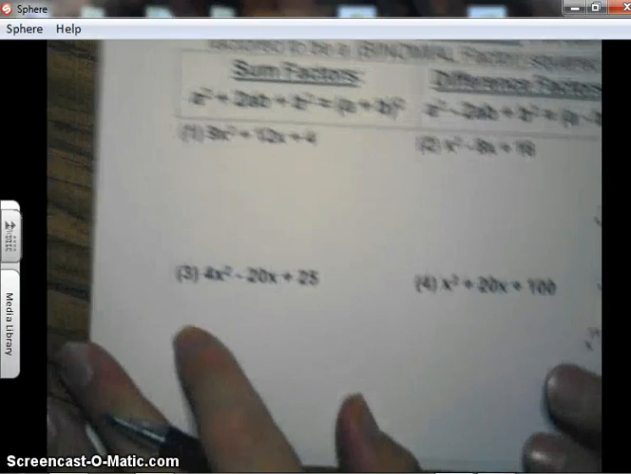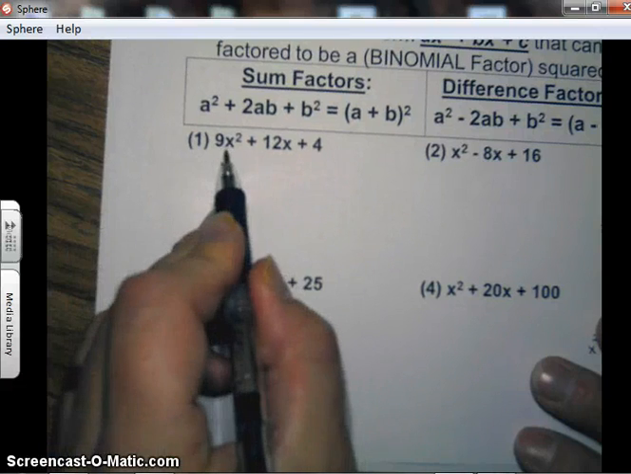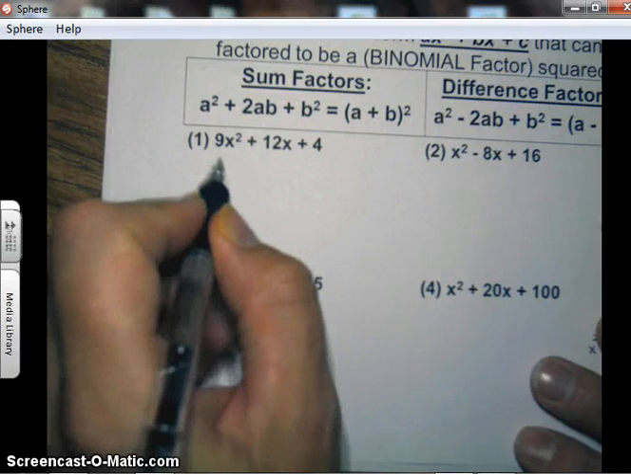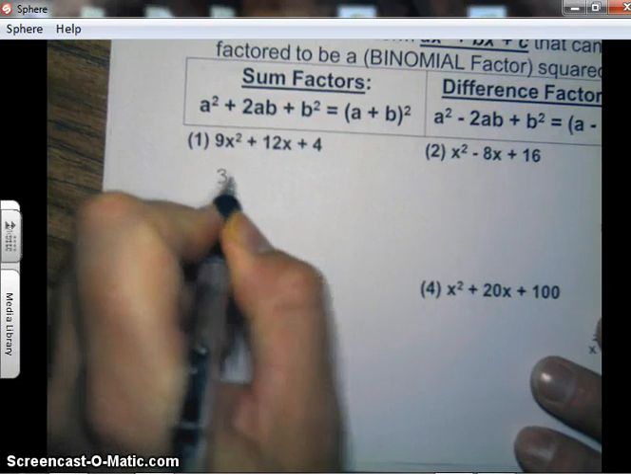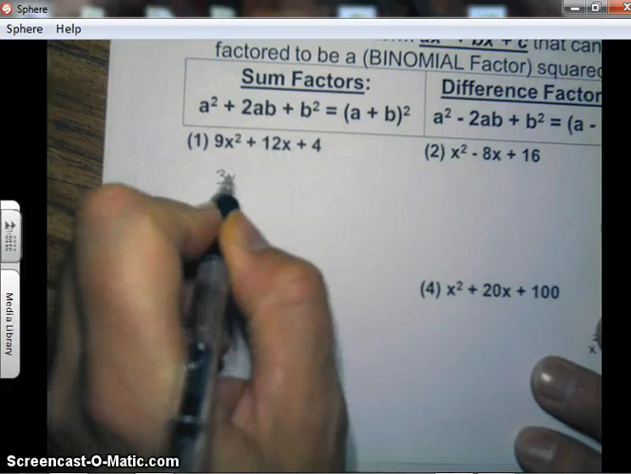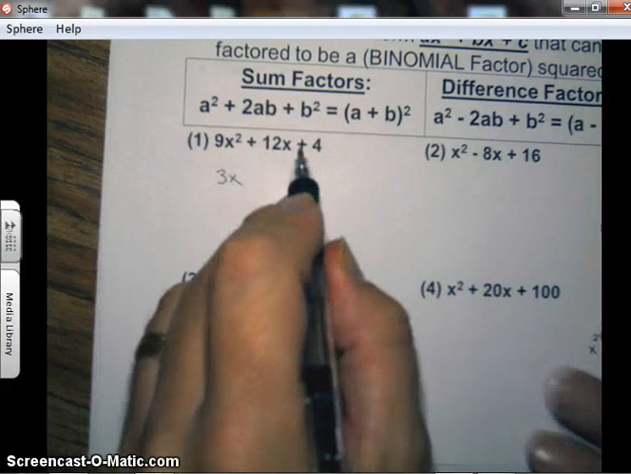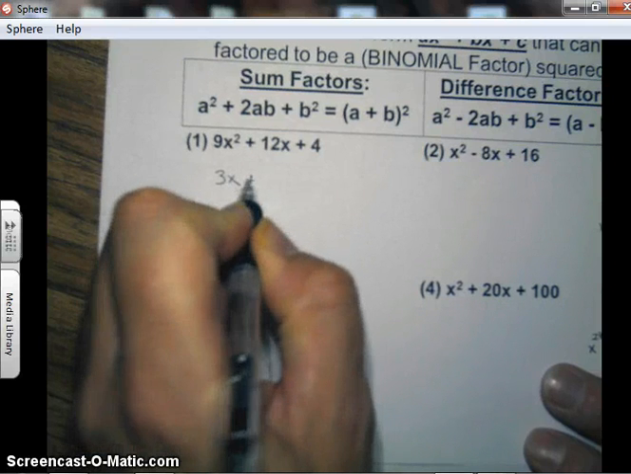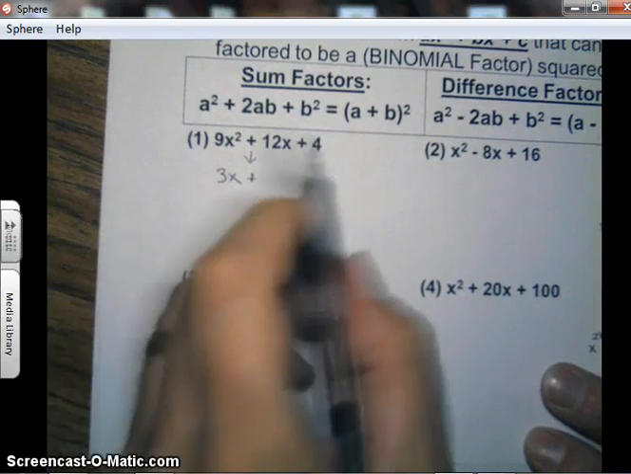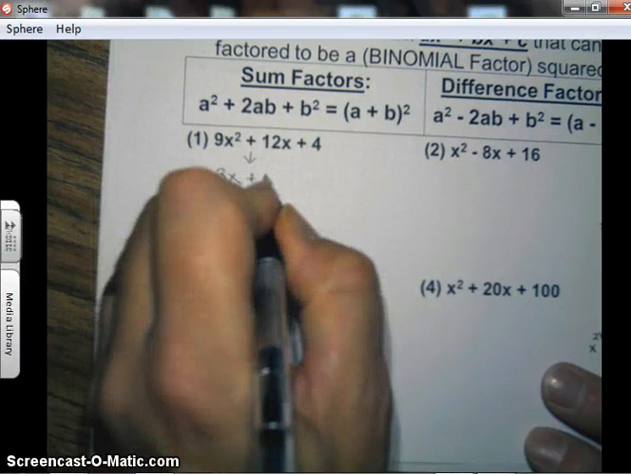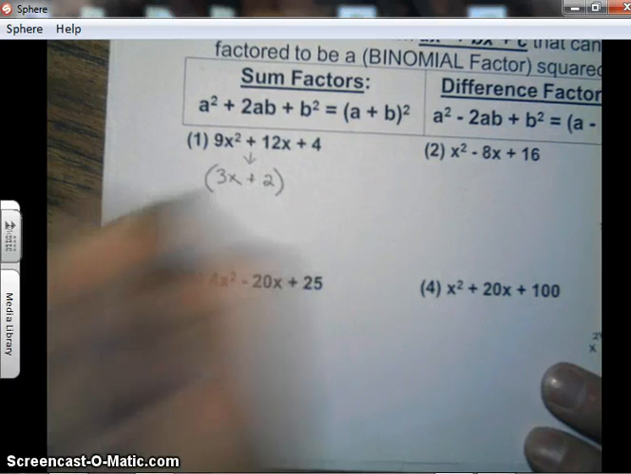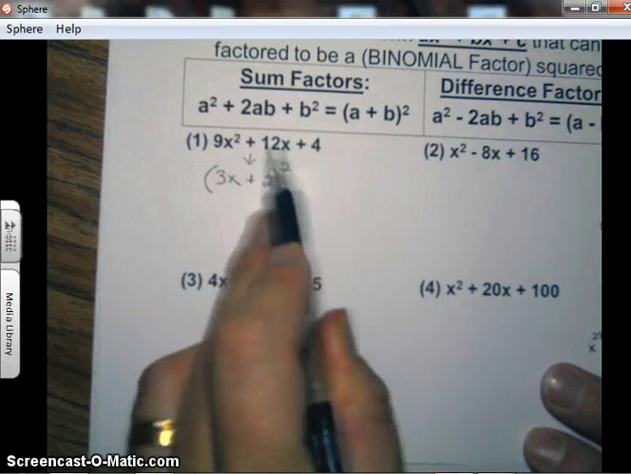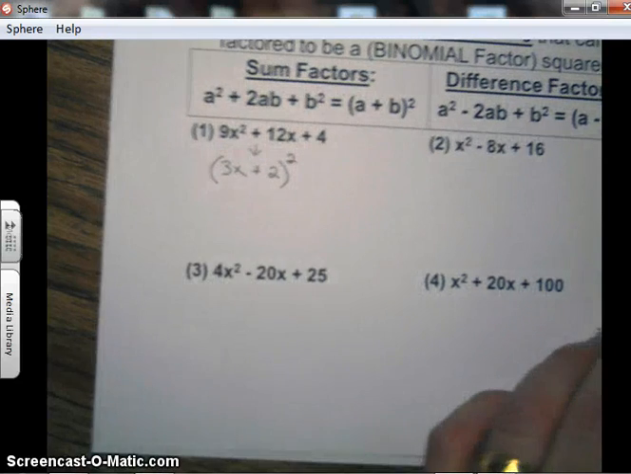So anyway, back to the problem. You need to be able to recognize that we have a perfect square in the front. So 3 times 3 is 9, x times x is x squared. Then on the back side, the middle term is plus, so we're going to put a plus here. And then the square root of 4 is 2. If we square that, we're going to get this trinomial up here.